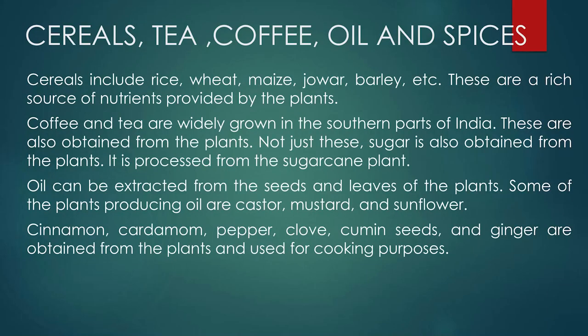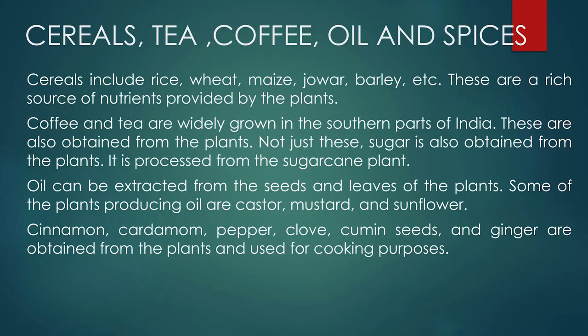We get cereals, tea, coffee, oil and spices from forest resources. So, cereals include rice, wheat, maize, jowar, barley, etc. These are a rich source of nutrients provided by the plants. Coffee and tea are widely grown in the southern parts of India. We have tea estates in Kodaikanal, in Ooty, in Coorg. So, we have a lot of tea and coffee estates in hill stations.